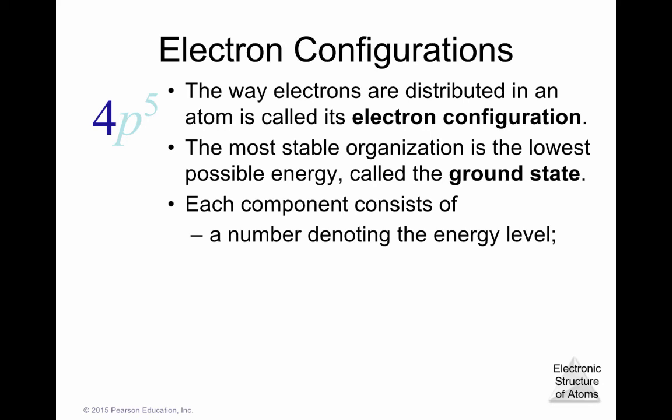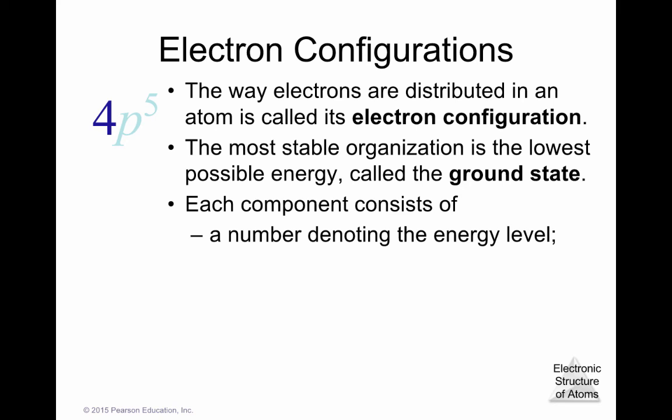So I want to remind you a little bit about electron configurations here. If you look off to the left, we're looking at the 4th energy level, the p orbital, and 5 electrons here. We write electron configurations in order to denote where electrons are in the atom. The most stable organization is usually what we write an electron configuration for, although we can write one that represents an atom with excited electrons. But this lowest possible energy configuration is called the ground state.